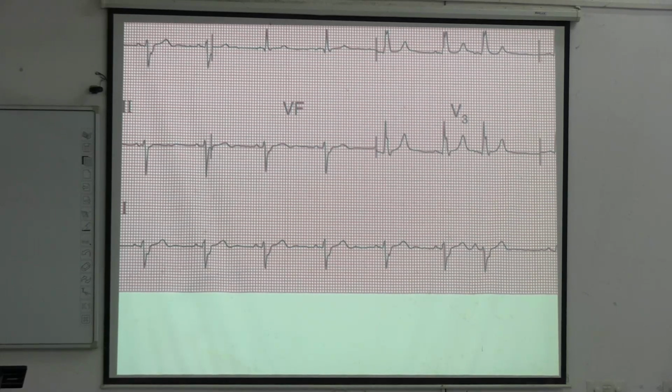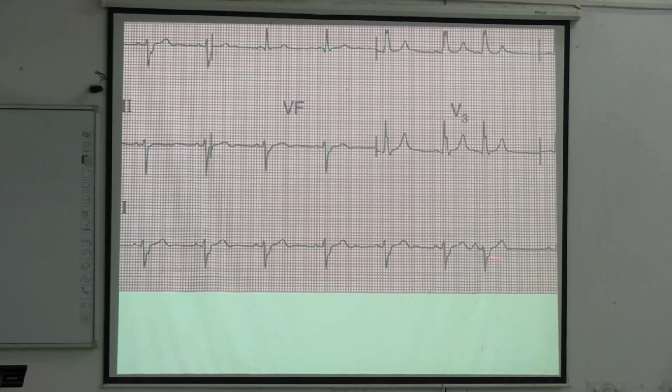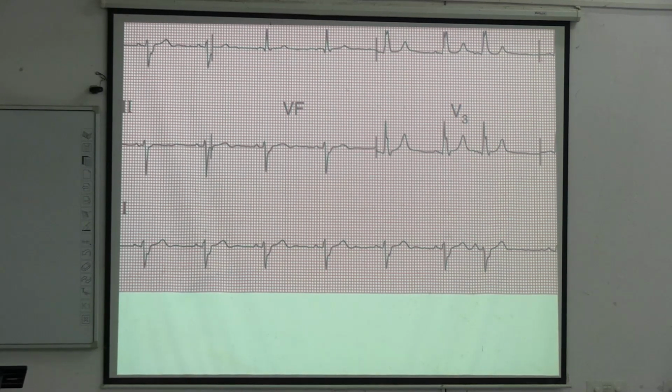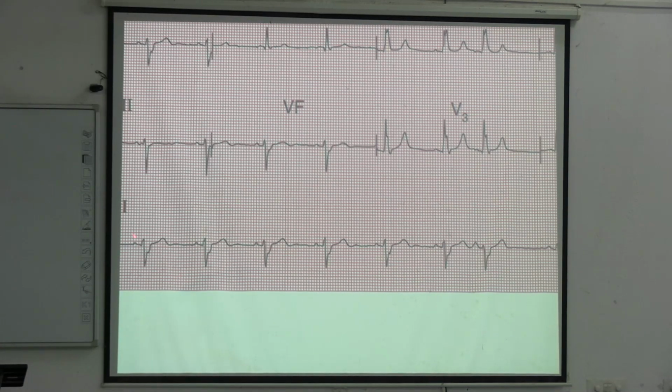Here is lead 2. See the below curve, it is lead 2. Take any R interval. So, this is R wave, right? This is QRS complex, this is QRS complex, this is QRS complex. Okay.